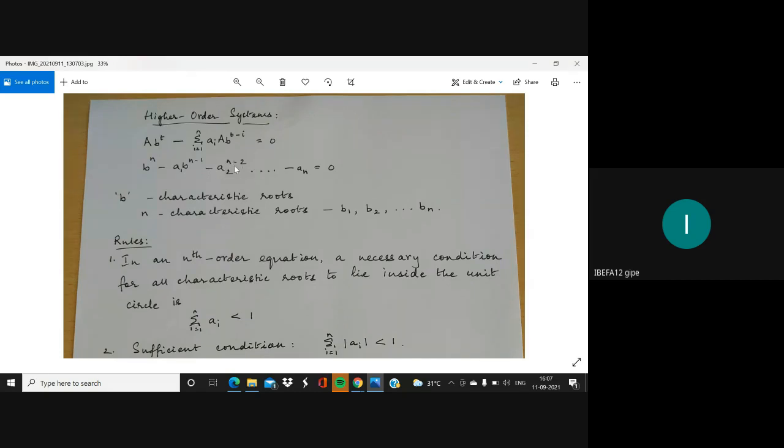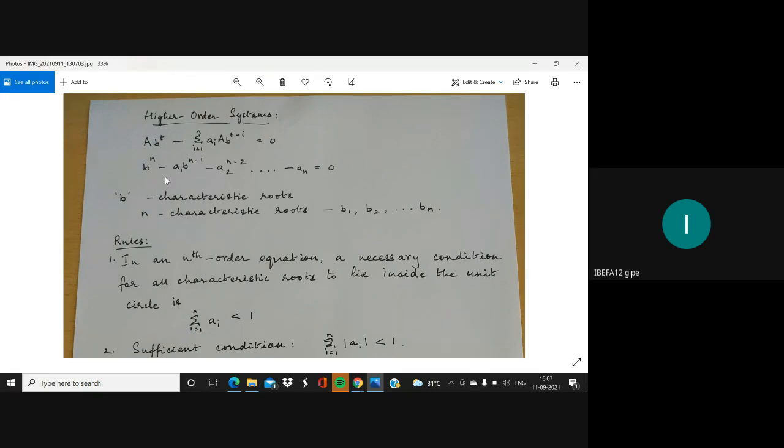Minus a2, this would have become b to the power 2 minus 2, so b to the power 0, so this becomes 1. So b square minus a1 b minus a2. That is something you would have come up with. That would have been the characteristic equation for your higher order system. If you solve that, then you would have been able to find the value of b.